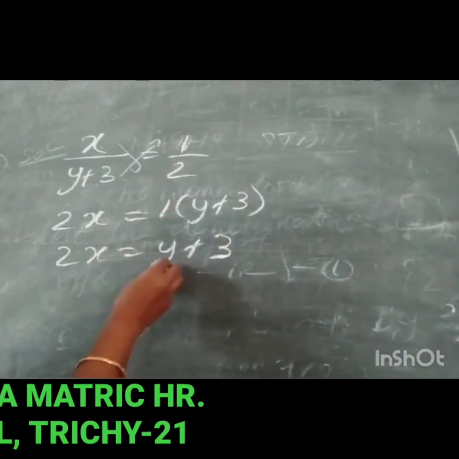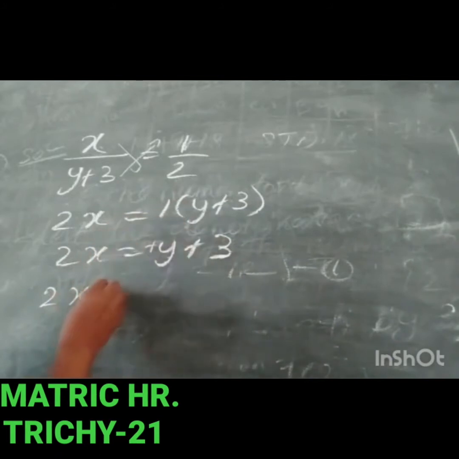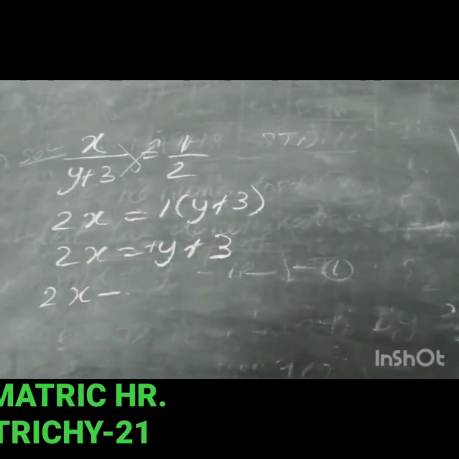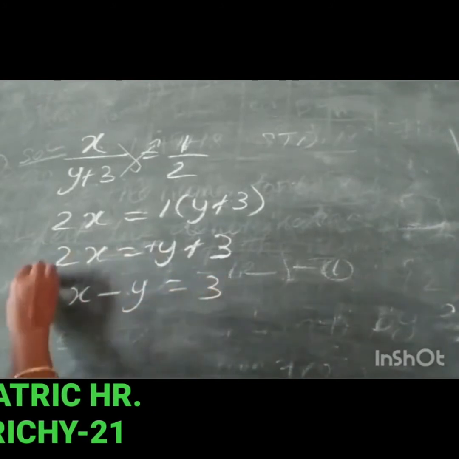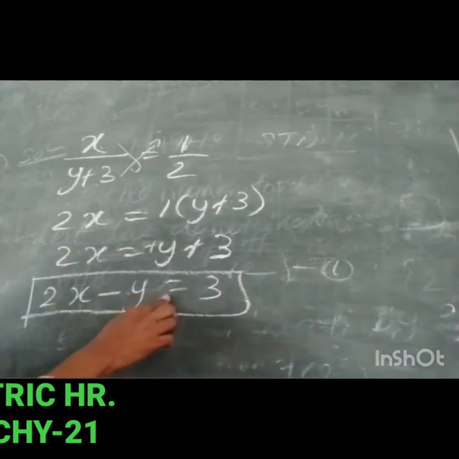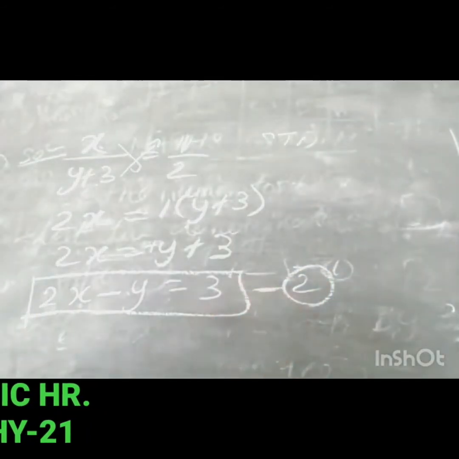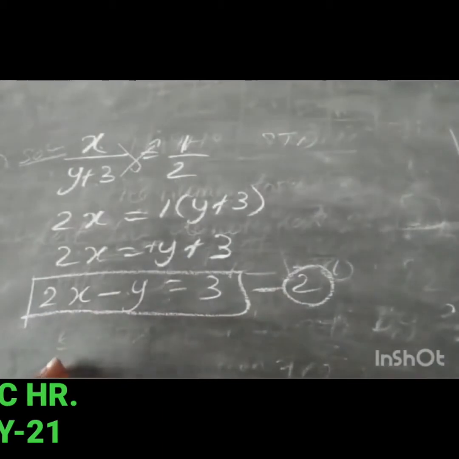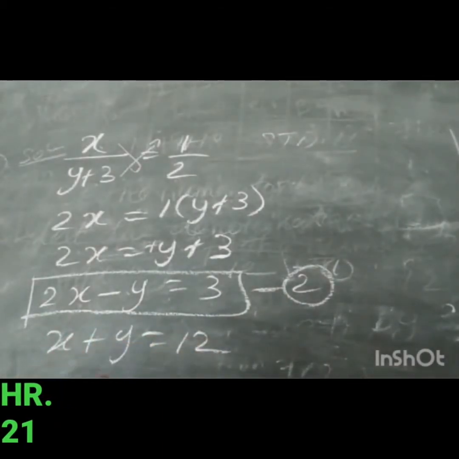Now you can put the y value to this side. Plus y comes to this side means minus y, equal to 3. Now we have another equation: 2x minus y equal to 3 is equation number 2. Already we know the first equation is what? x plus y equal to 12. This is the first equation.